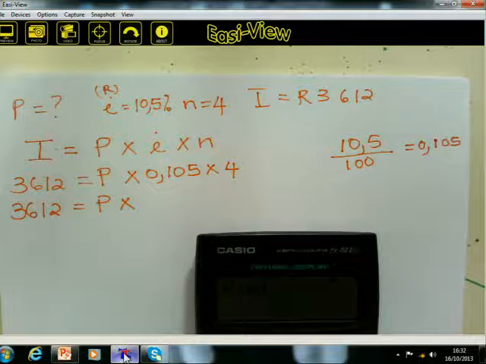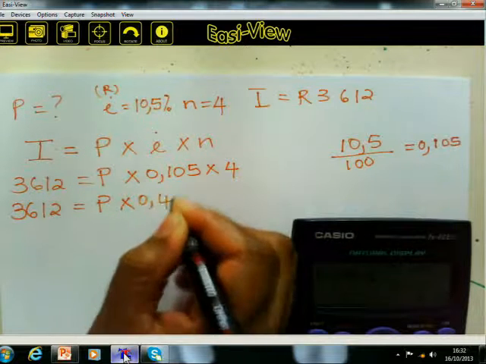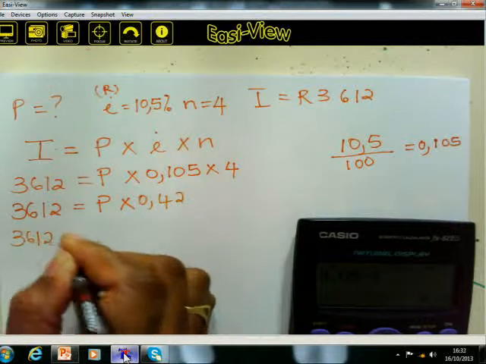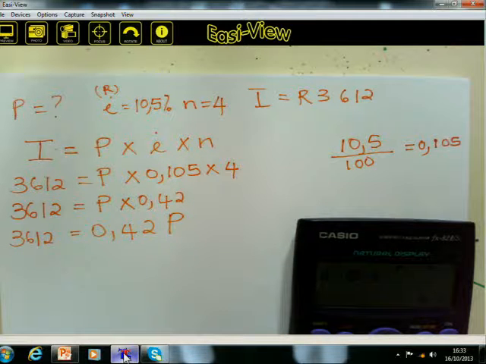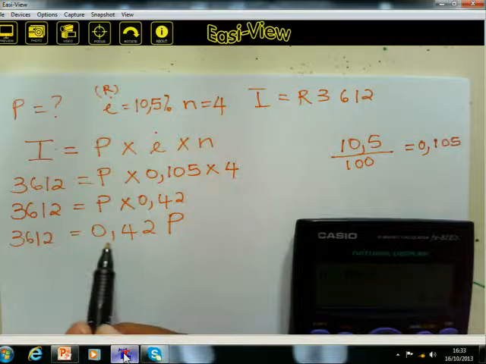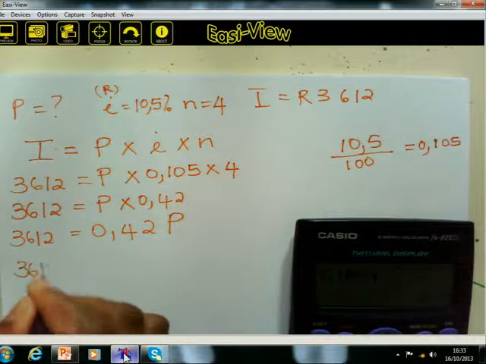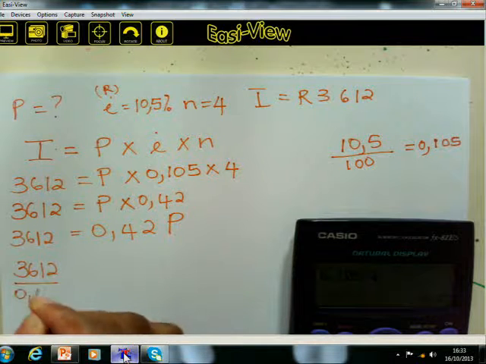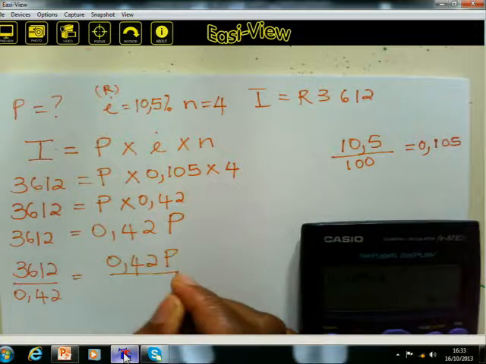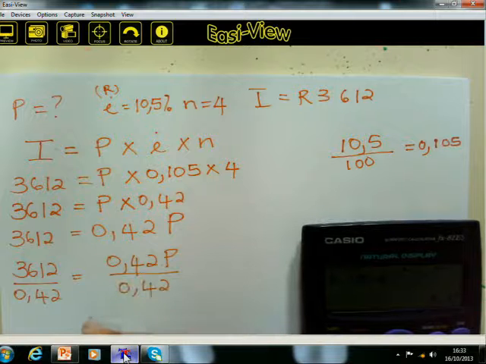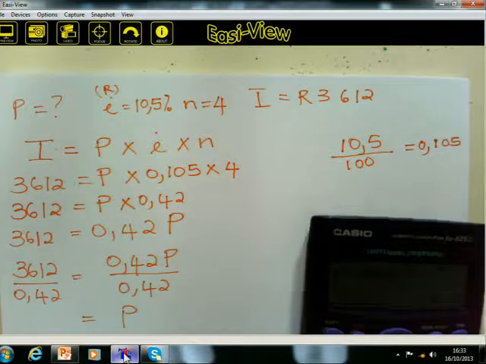0.105 multiplied by 4. We're getting 0.42, so 3,612 is equal to 0.42P. So now remember, we're looking for the P, which is the principal amount. So now we're going to divide by 0.42 on both sides. So we have 3,612 divided by 0.42, and 0.42P divided by 0.42. And then our P, let's see how much P will be.